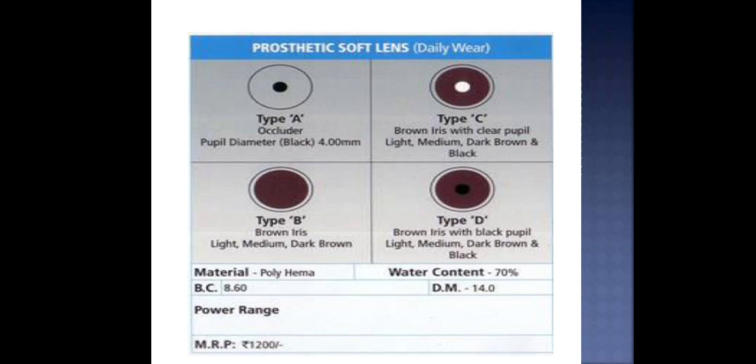So the material is polyhydroxyethyl methacrylate. The base curve is 8.6. The power is about 12. The water content is 70%, and the diameter is about 14.